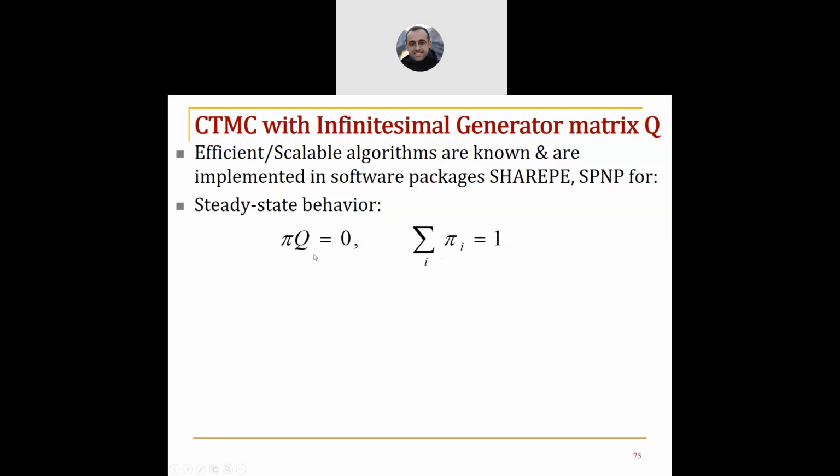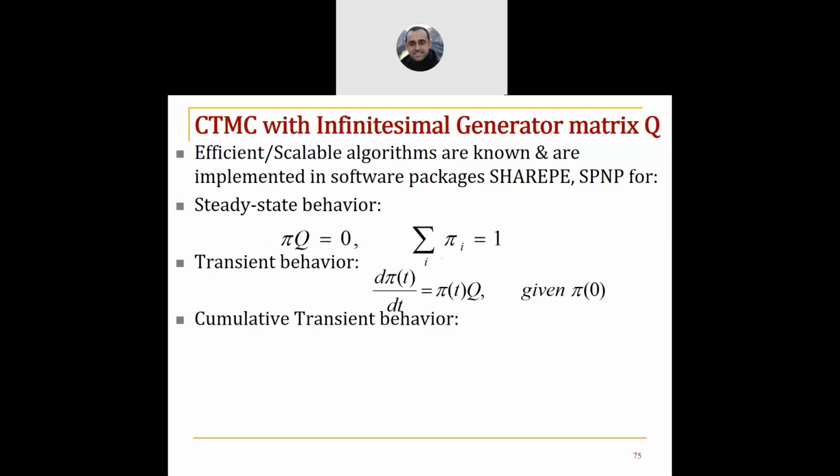It's a million by million matrix, not just 5 by 5 or 2 by 3. And for transient behavior, we are solving Kolmogorov differential equations, which are ordinary differential equations, an initial value problem, d pi by dt equals pi t Q. Once again, Q may be million by million or 10 million by 10 million.